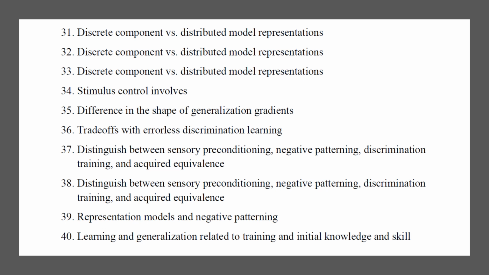Let's see. 36, trade-offs with errorless discrimination learning. That's another twofer. I know what it produces. You know what it produces? Yep.